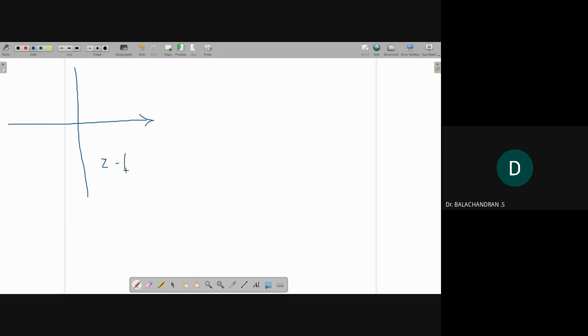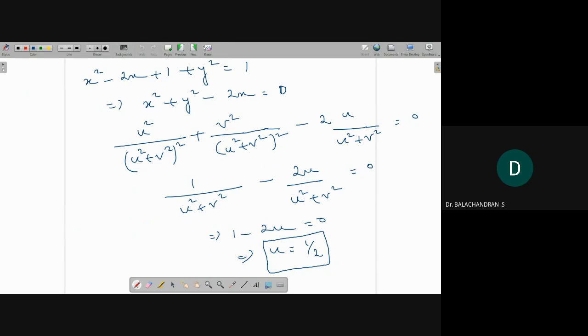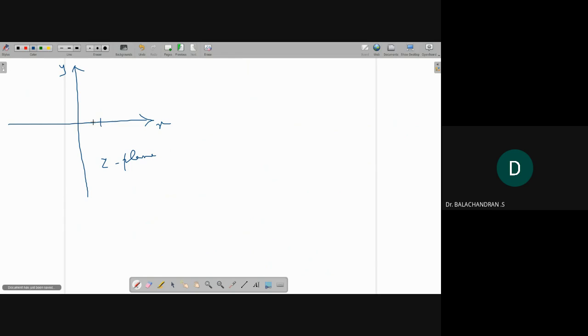This is the z plane, x axis, this is y axis. Centered at 1 comma 0, radius is 1. 1 comma 0 means this is 1 comma 0, radius is 1. So this is 2 comma 0. This is 1 comma 0, this is 0 comma 0. Imagine a circle with center 1 comma 0, passing through 0 comma 0 and 2 comma 0. So this is x minus 1 whole square plus y square equal to 1.